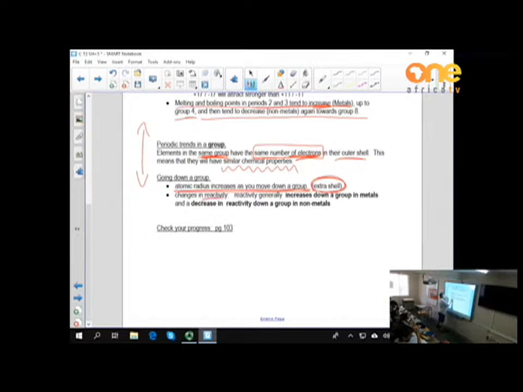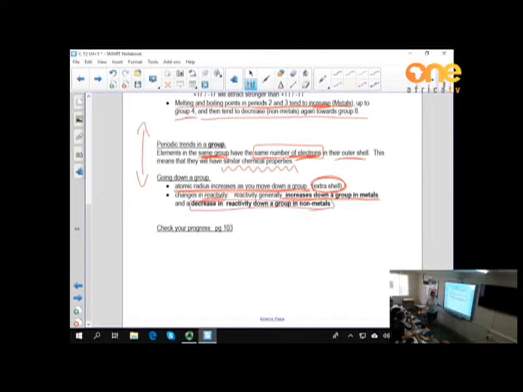Changes in reactivity. We find generally reactivity increases as you go down a group in the metals. So if we have our periodic table, if I look at metals and I had to give a wild guess, is that one more reactive or that one more reactive? Reactivity increases as we go down a group for metals. But the non-metals are the exact opposite. Their reactivity tends to decrease as we go down a group. All right. So metals tend to increase and non-metals tend to decrease in reactivity.